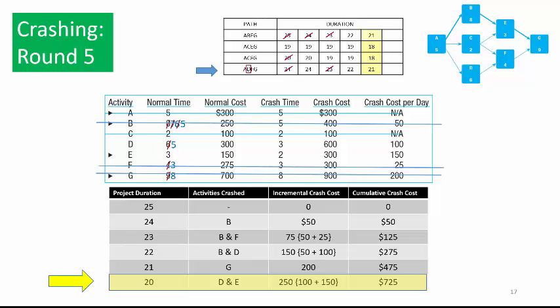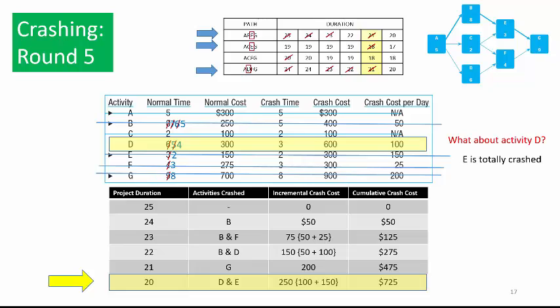The duration of D crashes down to 4 days, and path ADFG crashes to 20 days. The duration of E crashes down to 2 days, and path ABEG crashes down to 20 days. Activity E is totally crashed, and so we cross it off. The project is totally crashed down to 20 days.